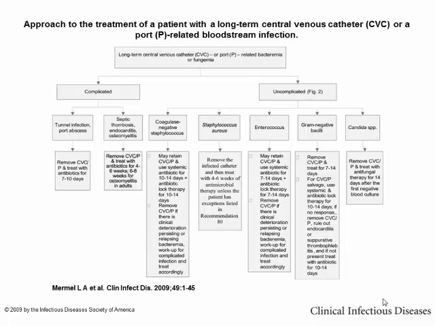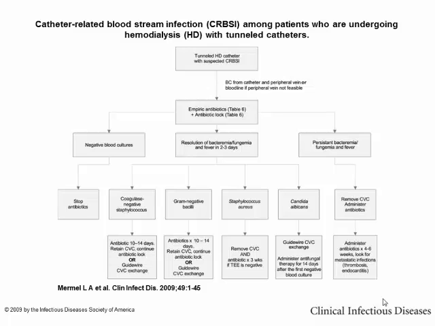And this one is for patients who are undergoing dialysis with tunnel catheters. Naturally, draw blood cultures, and if they're negative, you stop the antibiotics. If there's a resolution of bacteremia in 2 to 3 days, then you go by the organism. You can try a Guidewire exchange if absolutely needed. But if they have persistent bacteremia or fungemia, you have to take the catheter out and give antibiotics for 4 to 6 weeks.